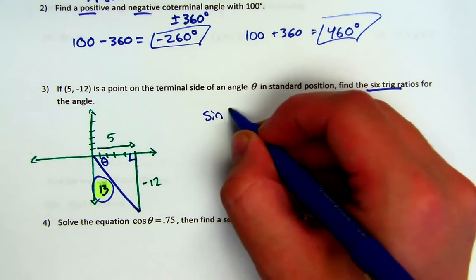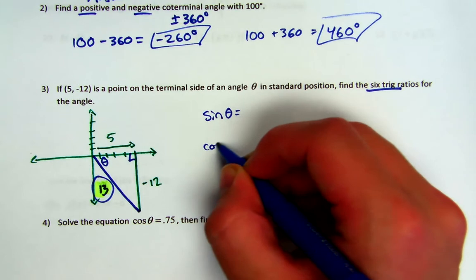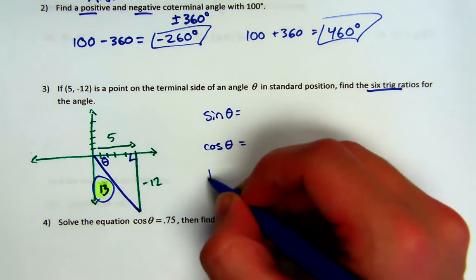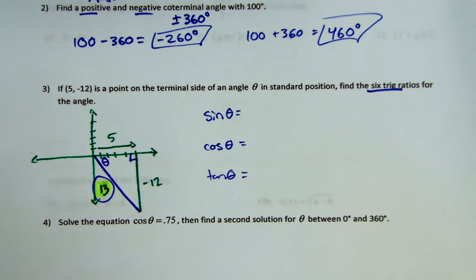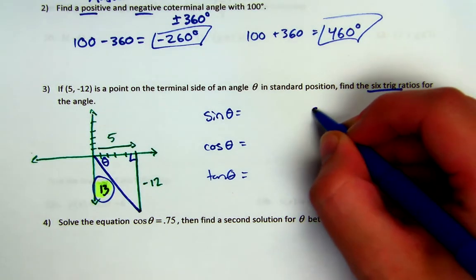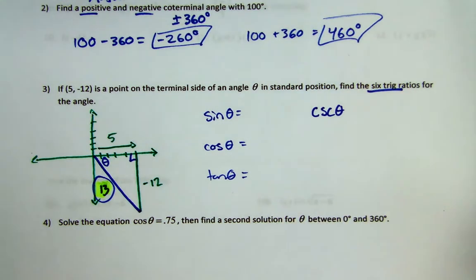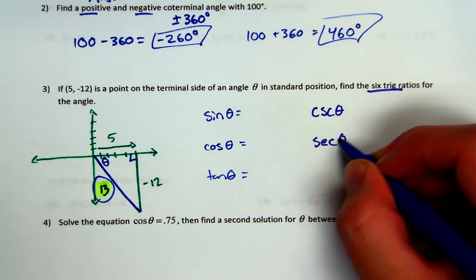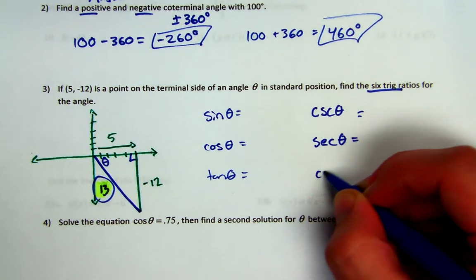Sine, cosine, tangent, and the reciprocals. Hopefully you remember these. If not, cosecant, secant, and cotangent.